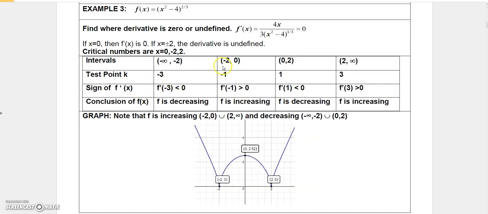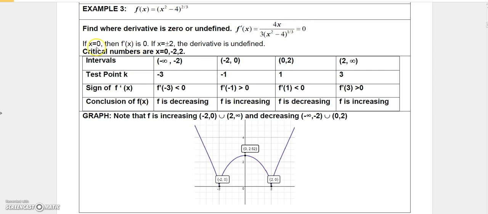Okay, I'll do one more on this video, and then I'll do some more examples on the next video. Okay, this one is x squared minus 4 to the 2/3 power. And if you apply the power rule to that, you'll get the derivative is 4x over 3 times x squared minus 4 to the 1/3 power.